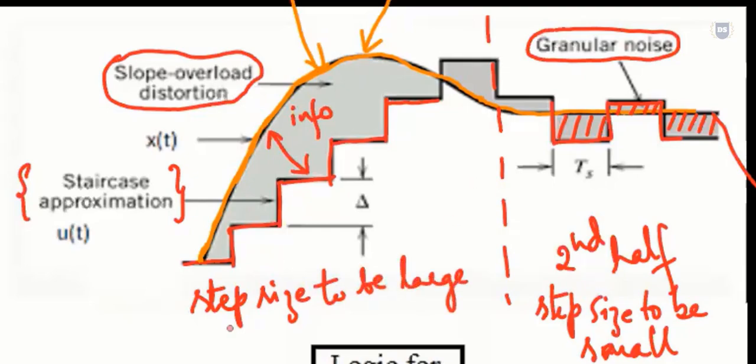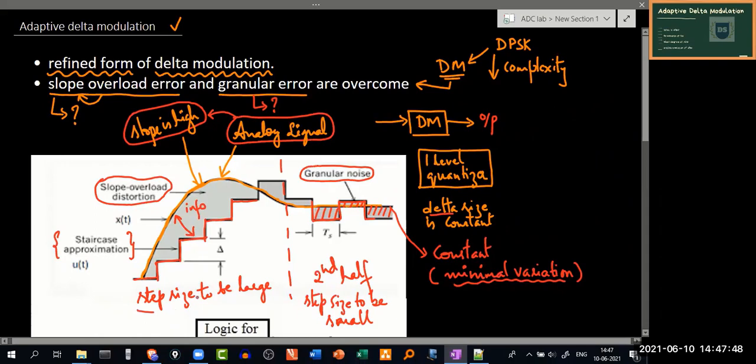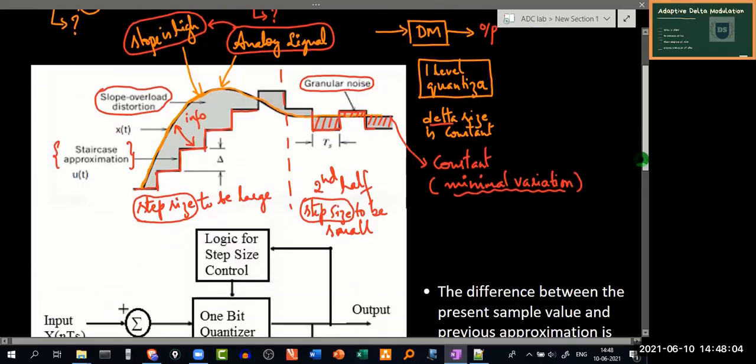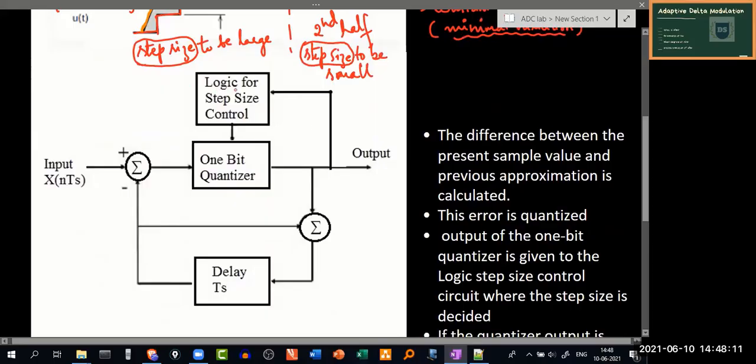So on the whole, we need to adjust the step size of our approximation depending upon the kind of input that we feed. In order to vary the step size, we'll make use of one more block called logic for step size control. This is the only additional block that we are adding to delta modulation. If I remove this block, it is as good as a delta modulator.